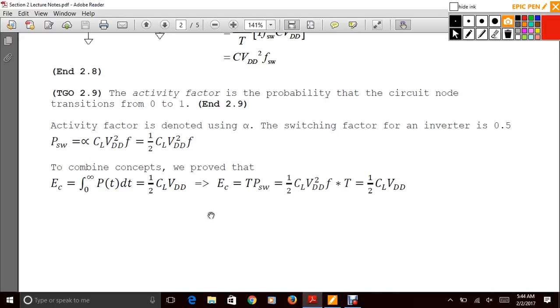And then I include a note here that if you multiply the power by the time to get energy, you just multiply the frequency times the time with your CL VDD squared, and that's how you get that.